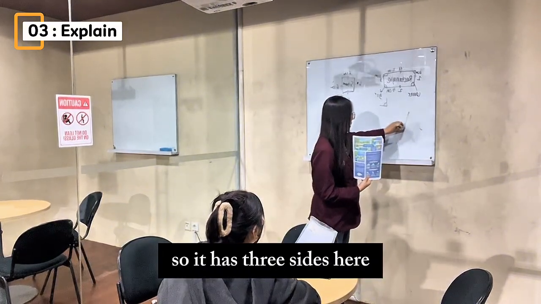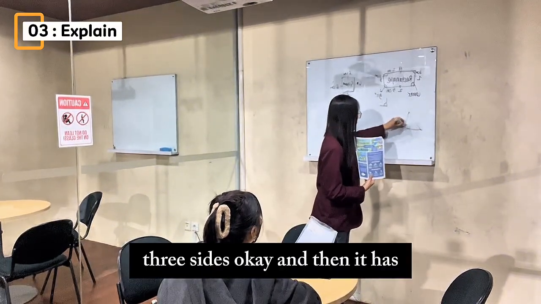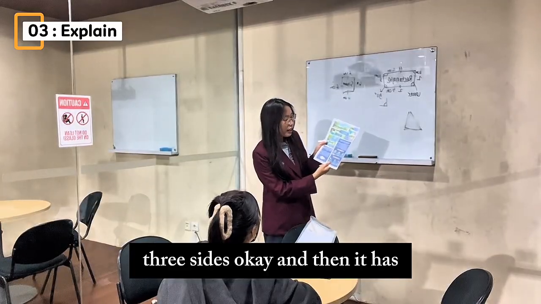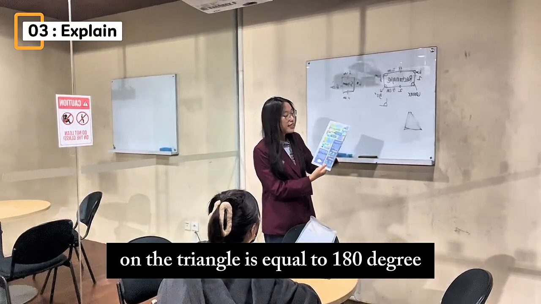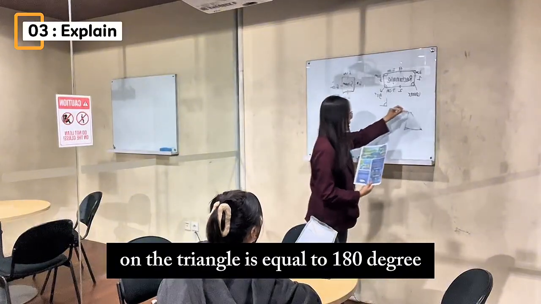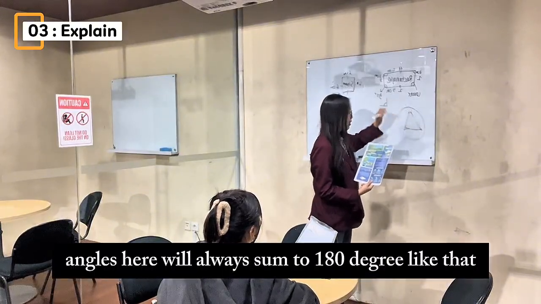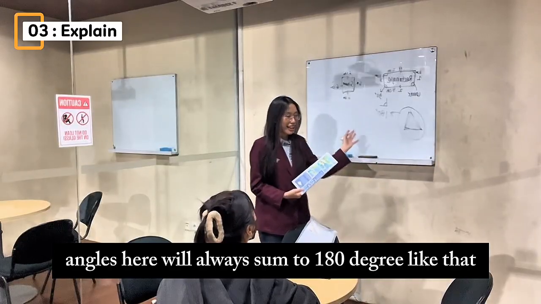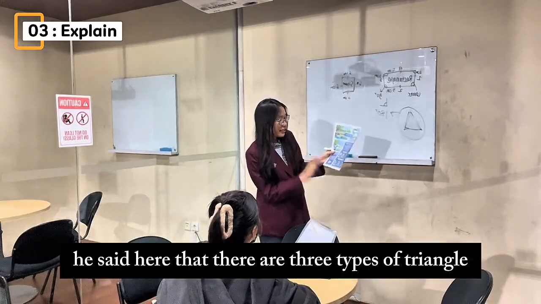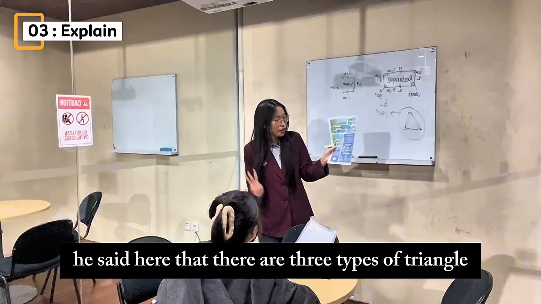So it has three sides. Here, three sides. Okay. And then the sum of all the angles on the triangle is equal to 180 degrees. So all of these angles here will always sum to 180 degrees, like that. And then he's saying here that there are three types of triangle.